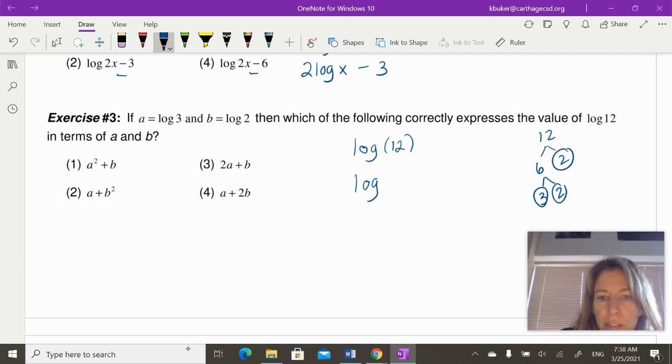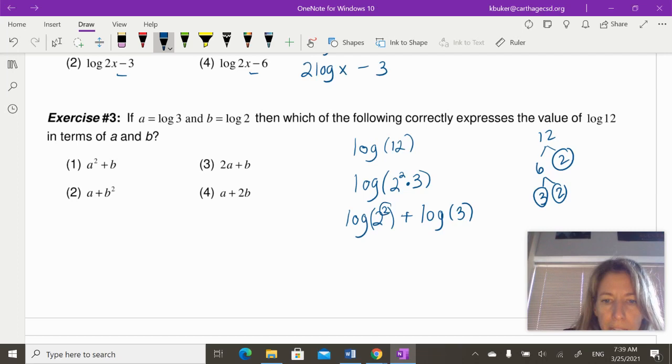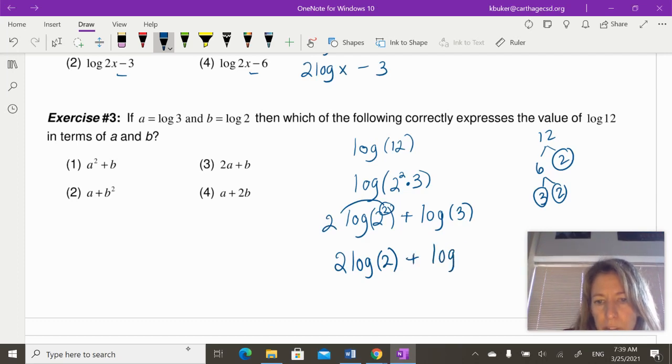So log of 12, log base 10 of 12, this is a common log. Common log of 12 is equal to the log of 2 squared times 3. So now I'm going to use my laws. I have a product, so that's going to turn into addition. So log of 2 squared plus log of 3. And then my exponent of 2 is going to come out front. So I have 2 log of 2 plus log of 3.